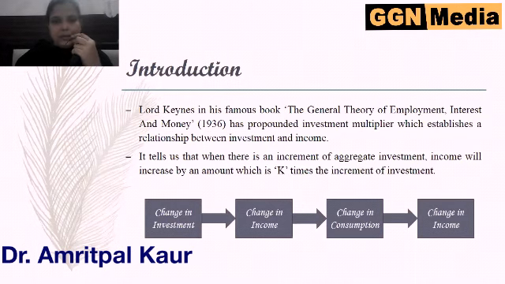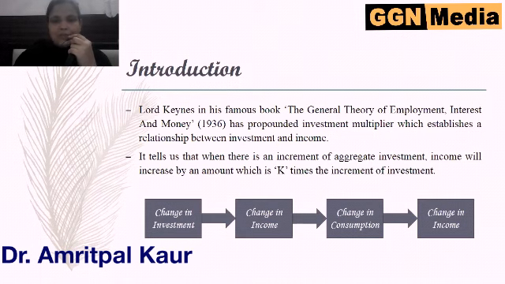There is a flow table. When there is change in investment, there is change in income. With change in income, there is change in consumption. Change in consumption results in change in income because consumption of one person is income of another person. This process will continue till change in consumption falls to 0.